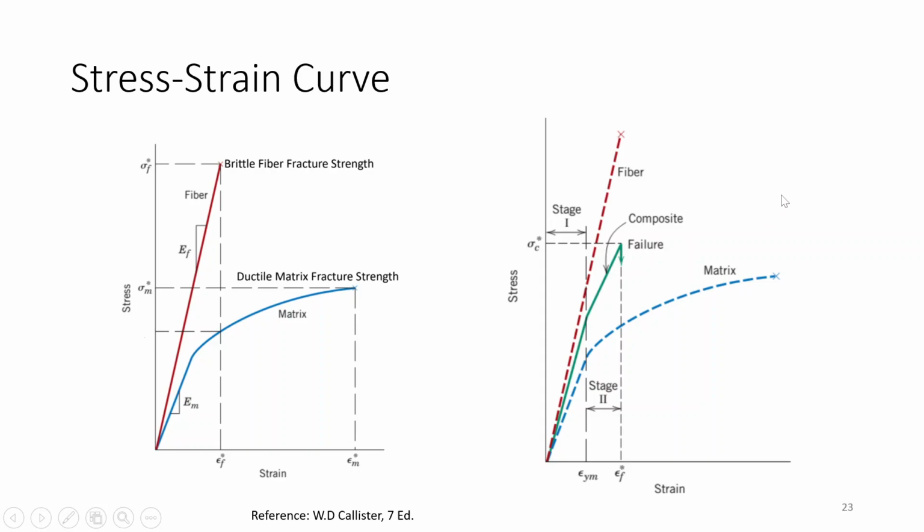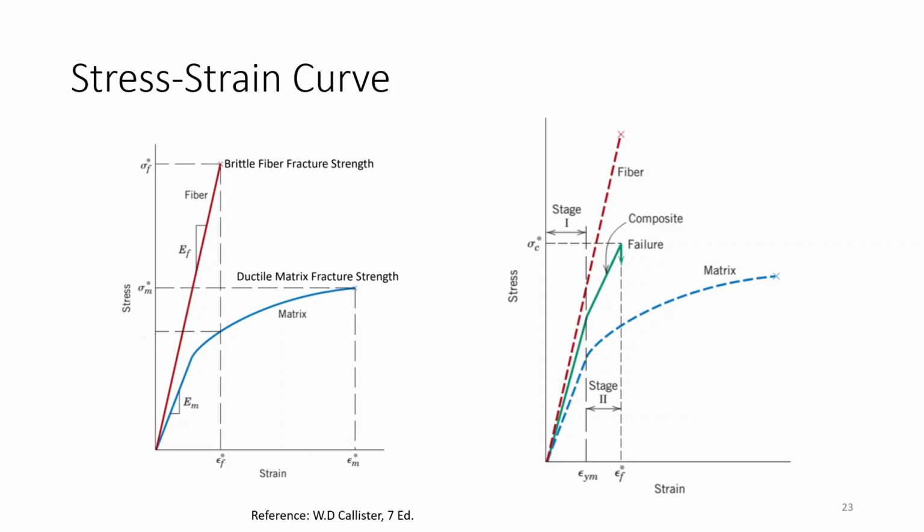Now there are stress strain curves. Firstly, for the matrix, your matrix is always ductile in nature, having lower strength and elastic modulus. So this one would be the matrix. The elastic modulus of the matrix is given as EM, and for the fiber it is given as the red one. Here you can see it's brittle, so its elastic modulus is also higher, shown as EF, and its tensile strength is also very high. Here the brittle fiber fracture strength is given and the ductile matrix fracture strength is very low compared to that.